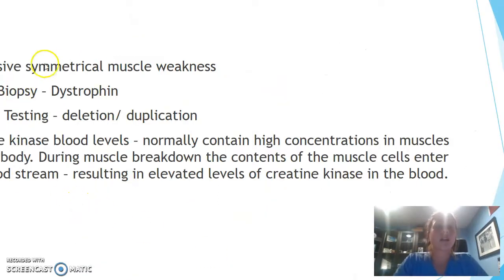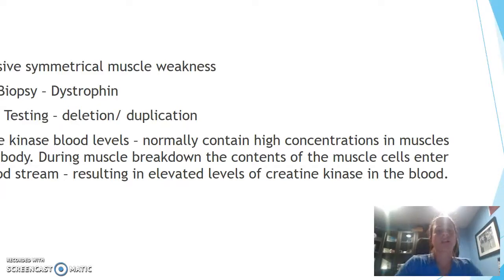So diagnosis is progressive symmetrical muscle weakness. Throughout the body, you see the joint contractures, and then you can also do a muscle biopsy, like I showed in a previous slide with dystrophin staining. Genetic testing, so deletion or duplication, so you can look for that DMD gene in the genetic code and see if it's present.